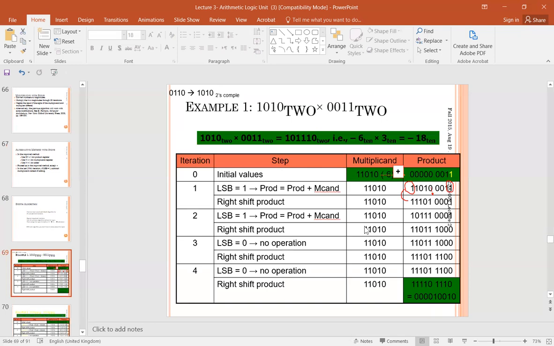So if I look at a number like 1010 times 0011, I assume that my numbers are in 2's complement. So 0011 means it's plus 3 in 2's complement. And the 1010, it's actually, oh, I'm sorry, this is minus 6 in 2's complement.